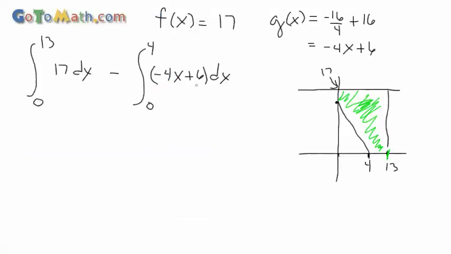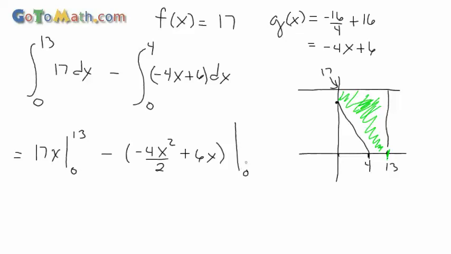Now you should know how to take the integral of both these pretty easily. And that would end up representing this area here. But we'll go ahead and do that. So we have 17x going from 0 to 13 minus, and then start a parentheses here, negative 4x squared over 2 plus 6x, and we're going from 0 to 4. So I'm going to take it that you know how to take the integral of these. If not, you need to go back to the sections where I do that, under the definite integrals.